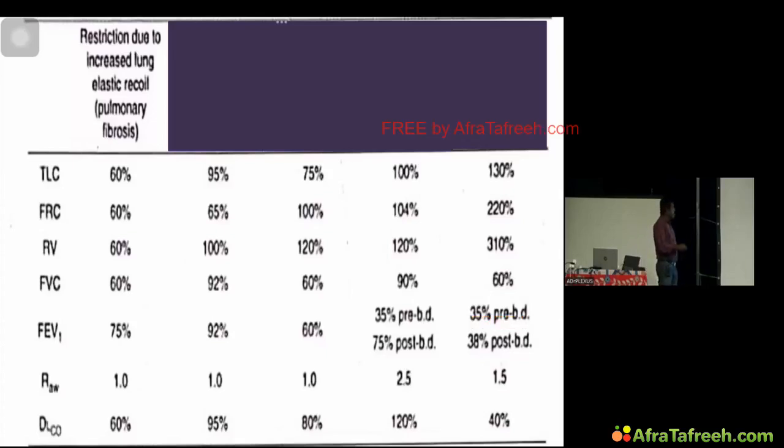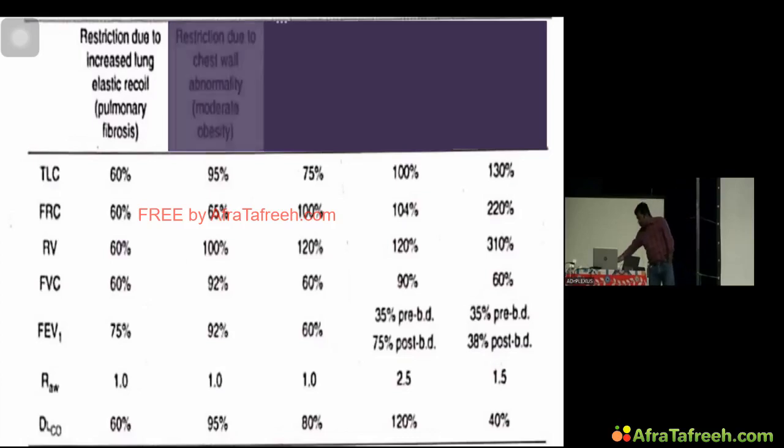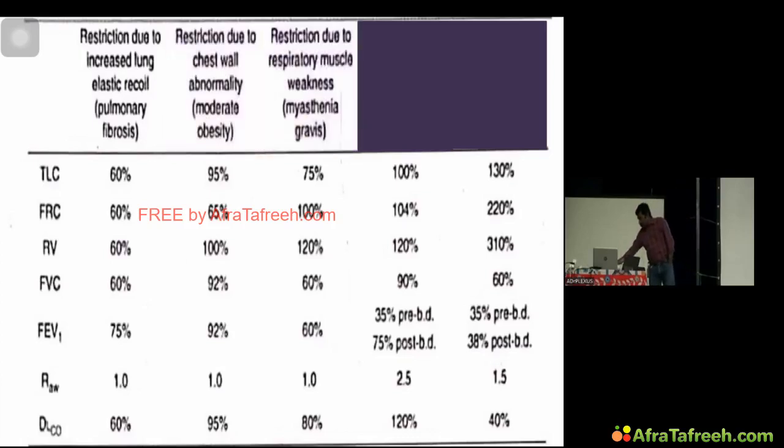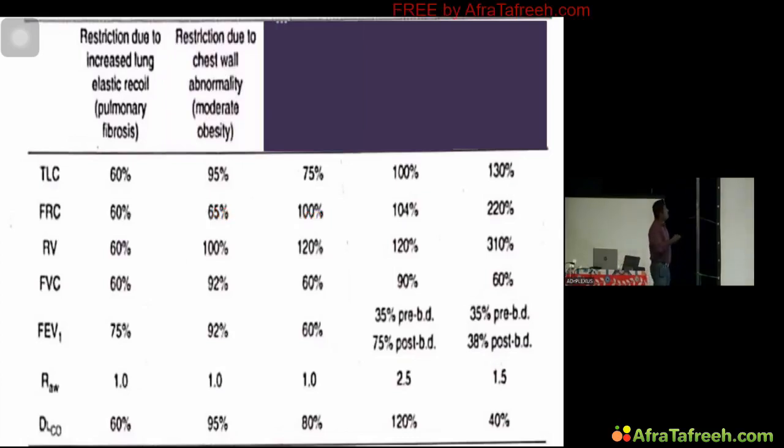FEV1 by FVC is normal. DLCO is 95%. Okay, 95%. Then what happened to the RV? RV is increased. So what should be the pathology? It should be extrinsic restrictive lung disease. It should be restrictive lung disease due to some outside pathology. Okay. Next scenario.